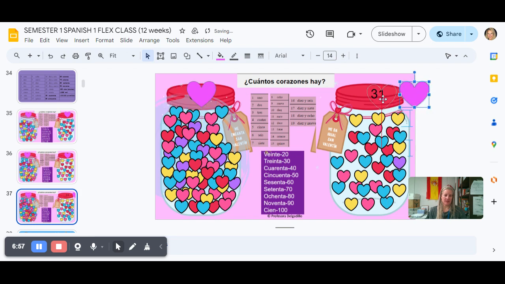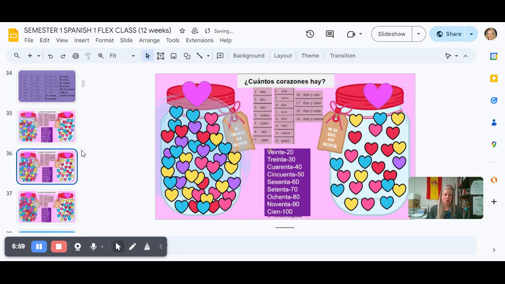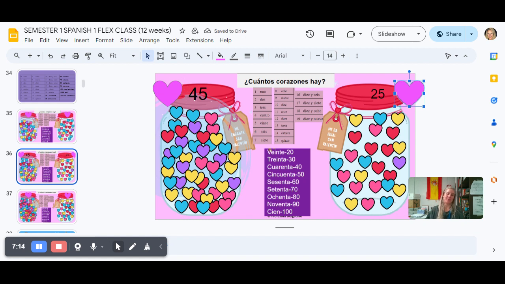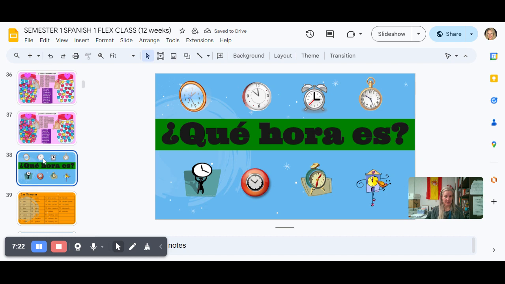And let's do one more. ¿Cuántos corazones hay? Hay 45 y hay, there is or there are, 25. So how close did you come? Okay, let's put these back. And now let's move on to learning how to tell time.